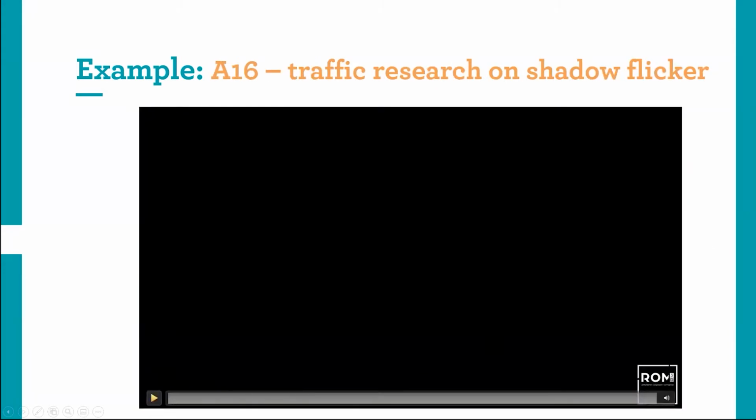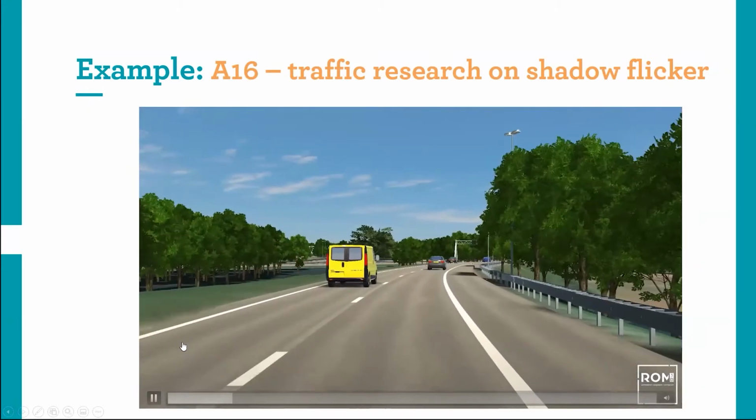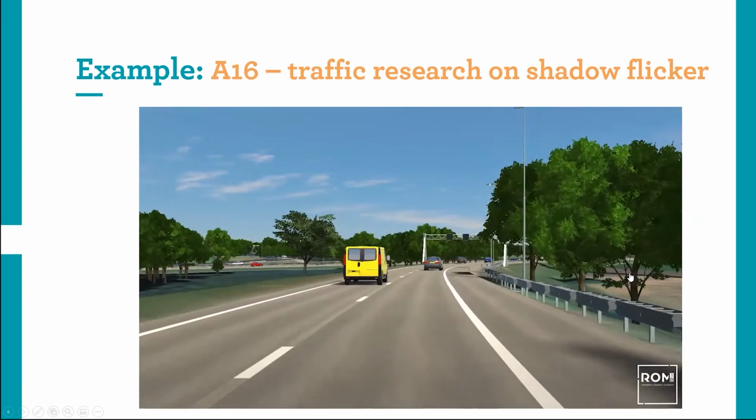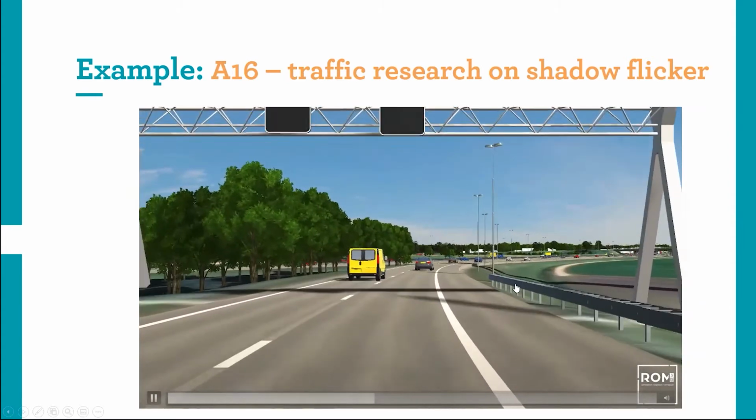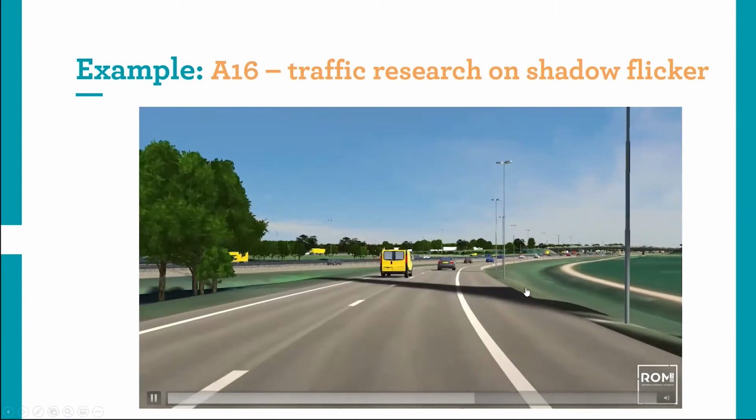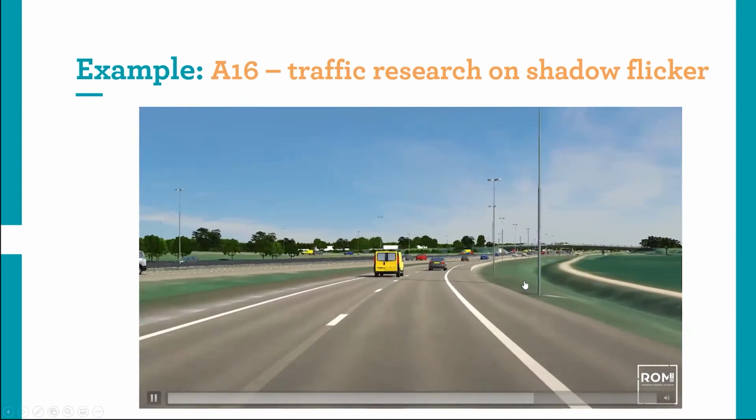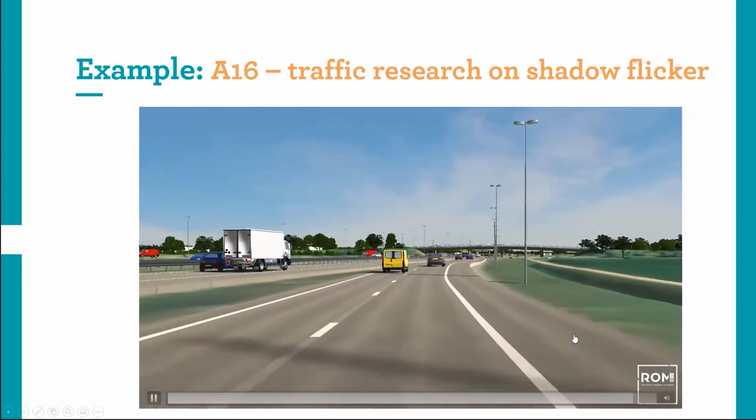Another short movie is about research on shadow flicker. We're driving on the A16, a highway in the Netherlands, and on the right side there are some wind turbines with shadow flicker. And we use this movie to inform the governments on the shadow flicker, to see whether it's disturbing and acceptable within the limits that there are.